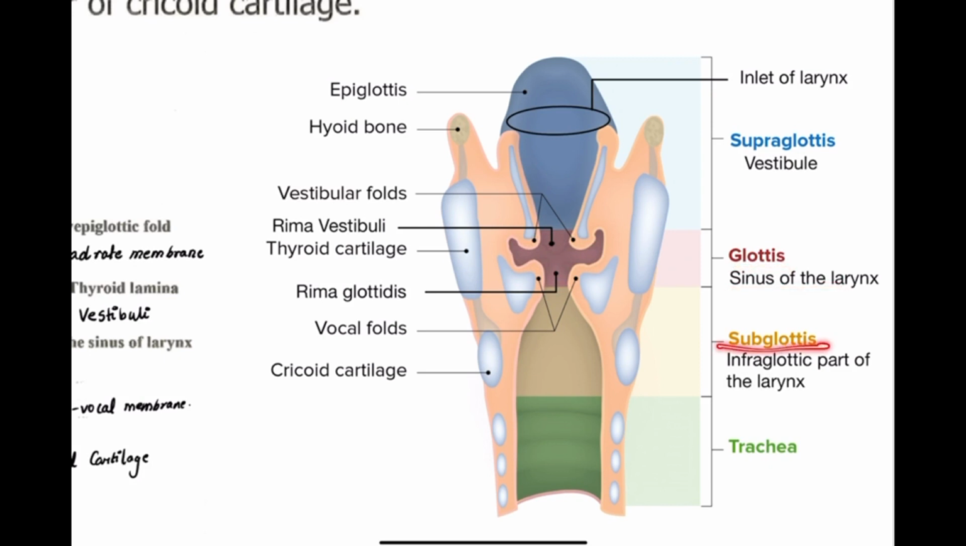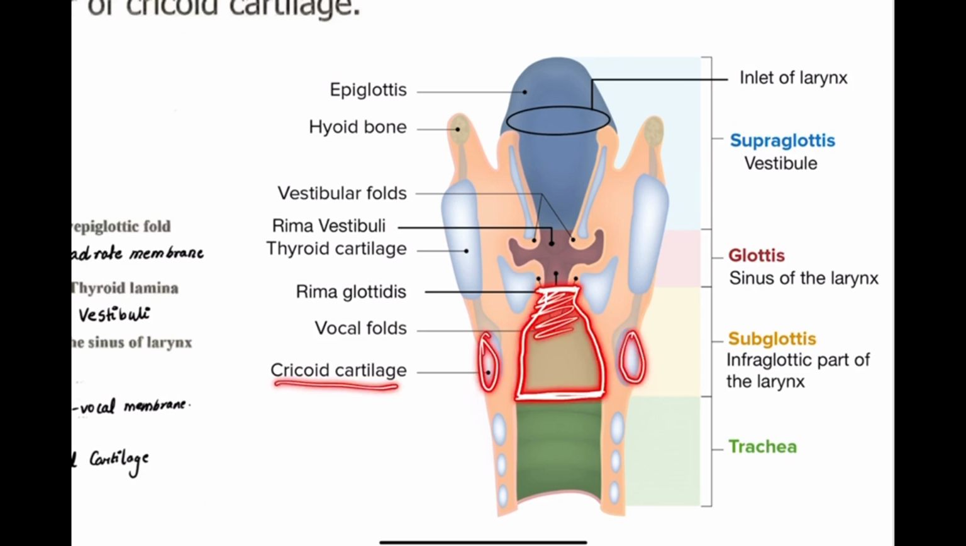Next, we have the subglottis, which extends from the rima glottidis to the lower end of the cricoid cartilage. Here we have the cricoid cartilage and its lower end. So this part is known as the subglottis, or the infraglottic part of the larynx. Then it continues as the trachea.